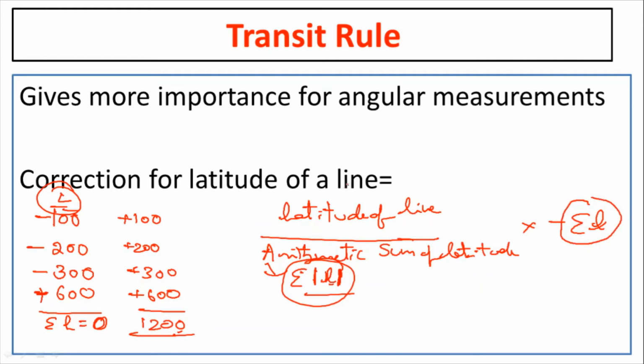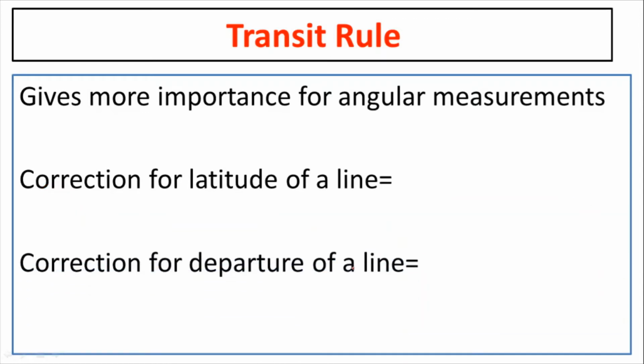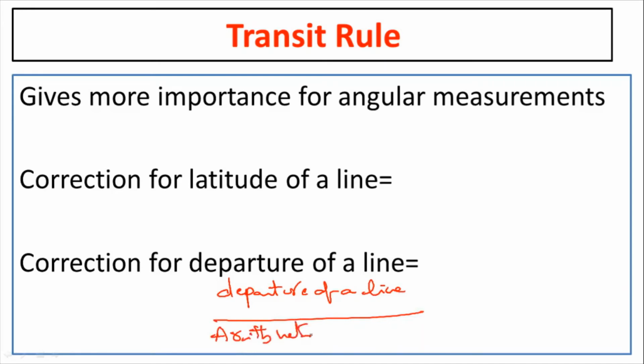So correction for latitude of a line equal to latitude of the line divided by arithmetic sum of the latitude into minus sigma L. That's the formula. Then the correction for departure of a line is also similar. That is departure of a line divided by arithmetic sum of departure. When I say arithmetic sum, again you should not consider the sign of the departure. Arithmetic sum of departure into minus sigma d. So using this formula, you will calculate the correction for departure of each line.